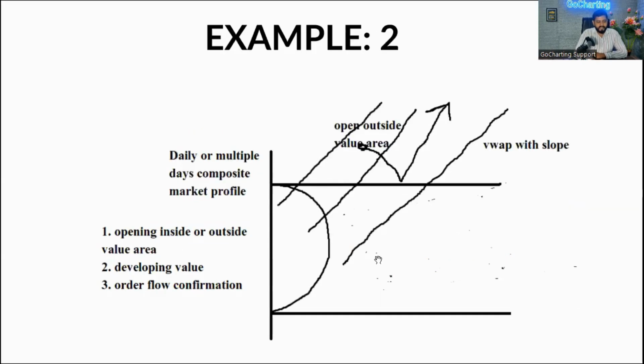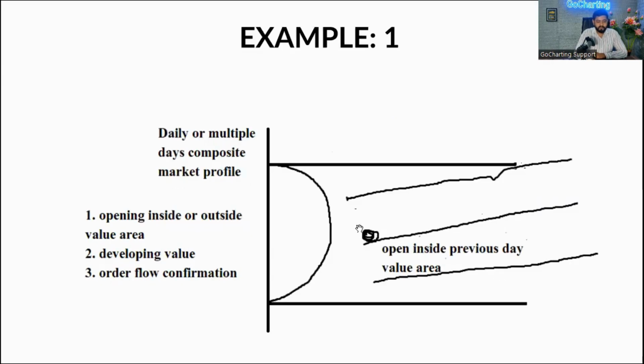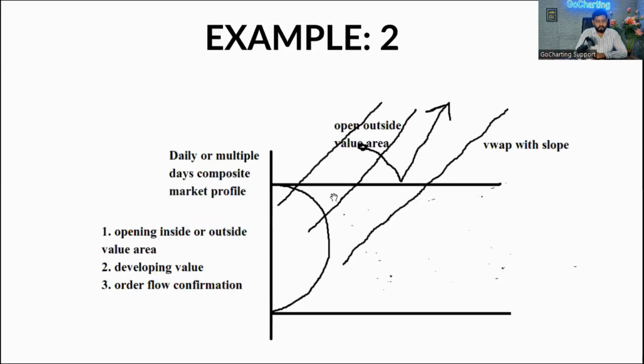Now, in the second example over here, you see the market is actually opening outside the value area. At the same time, you also see that the VWAP is now in slope. Now, can you compare this slope and this slope? So this is actually in slope. So what is your thought process over here? This is opening outside the value area, meaning the market is showing signs of imbalance.